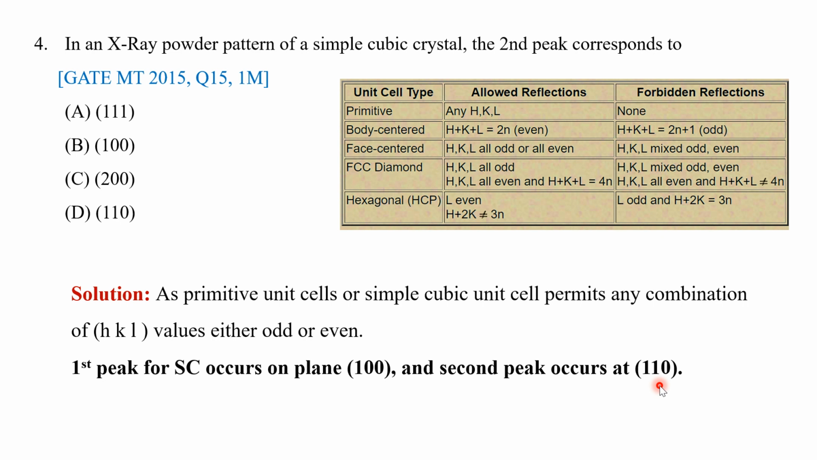And in XRD, there are two equations that you need to be very familiar with. One is Bragg's law, 2d sine theta is equal to n lambda. Another one is the interplanar spacing equation: d is equal to a by root of h square plus k square plus l square. And at least for simple cubic systems, if you remember the values of d, it will be very good.